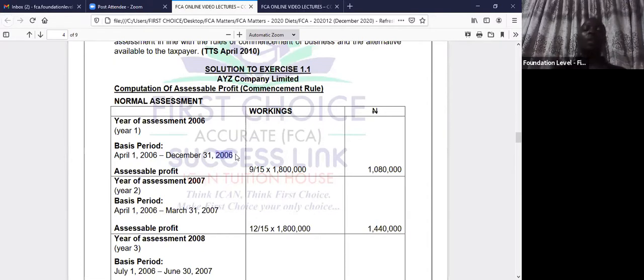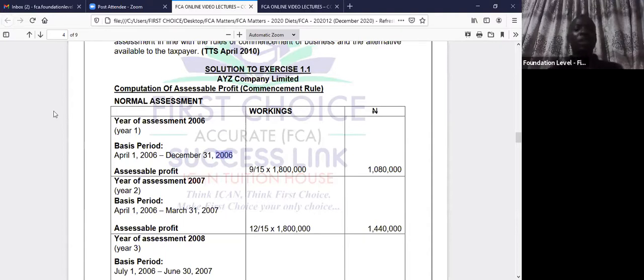So if this period were 2005, you will call it preceding year. But all of them are in the same year as the year of assessment. We call that actual year basis, because the actual year they are assessing you to tax is the actual period they are looking at your record. Okay, so the first year is on actual year basis. Year basis ends on 31st December of that same year.